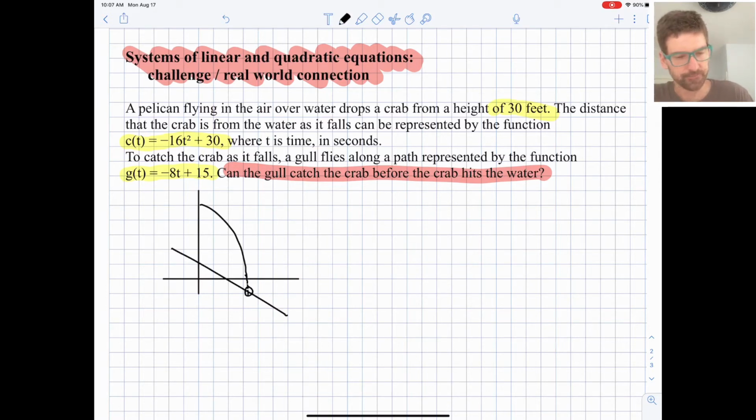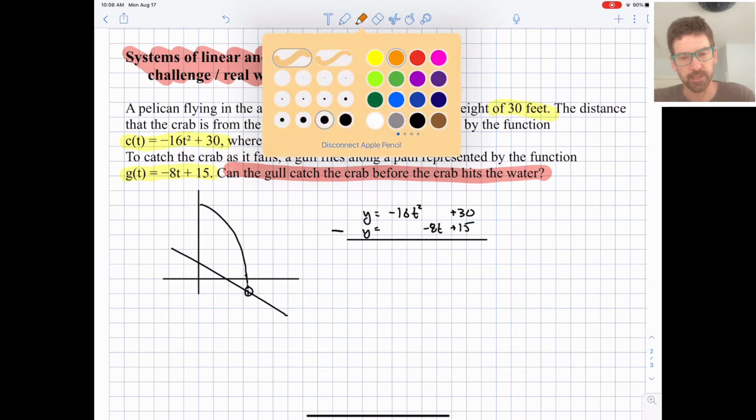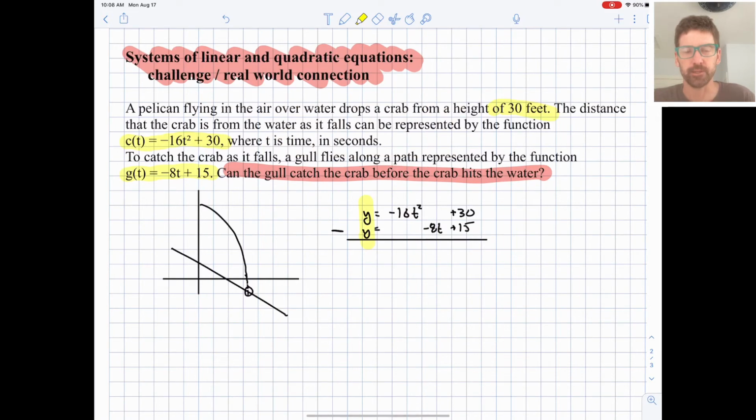So I'm going to write things as y equals negative 16t squared plus 30, and our second y is negative 8t plus 15. You saw me leave some space just to help me combine like terms together. I'm going to do a big subtraction, and I'm doing that because I want my y's to eliminate. So I have a 0 on the left. Negative 16t squared minus 0 is 0. And this is a 0t up here, so we have a 0t minus a negative 8t, so we have a plus 8t, and 30 minus 15 is 15.